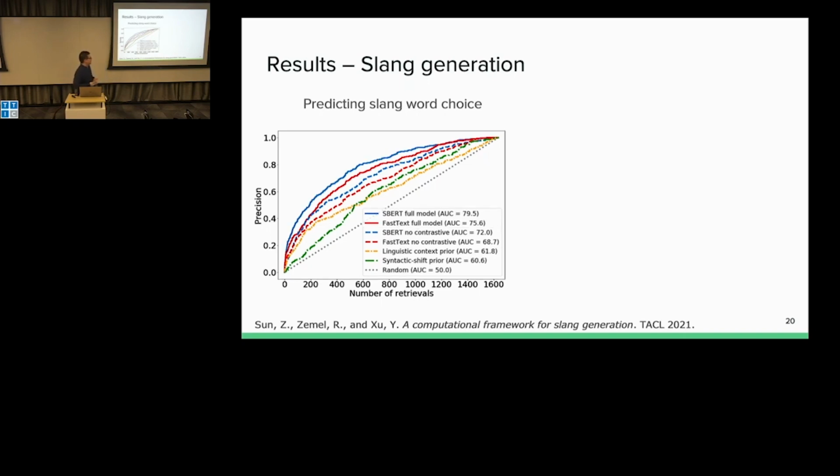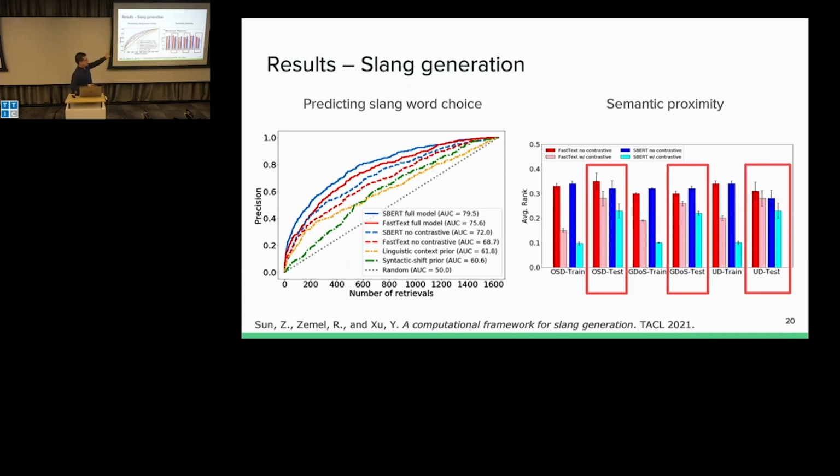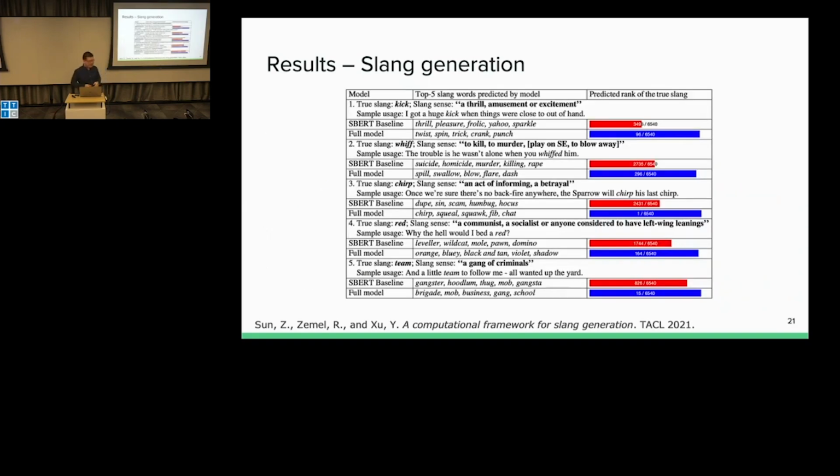And we see that our models are able to perform much better in terms of retrieving the right words. And when we actually look at these semantic proximity scores from different models, we see that not only do the distances between corresponding words shrink in the training set, but there is also a significant reduction in the test set, which tells us that these patterns can indeed be generalized. And what linguists proposed about these consistent patterns in linguistic sense extensions is indeed true for slang as well, and our model is able to capture these extension patterns. And here are just a few examples.